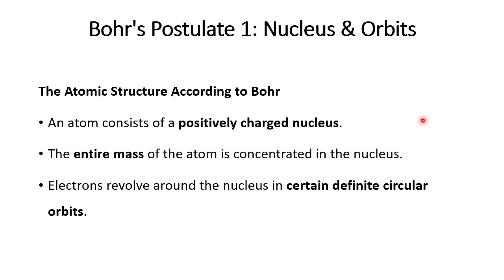Bohr's postulate number 1, nucleus and orbits. The atomic structure according to Bohr: an atom consists of a positively charged nucleus. The entire mass of the atom is concentrated in the nucleus. The electrons revolve around the nucleus in certain circular orbits.